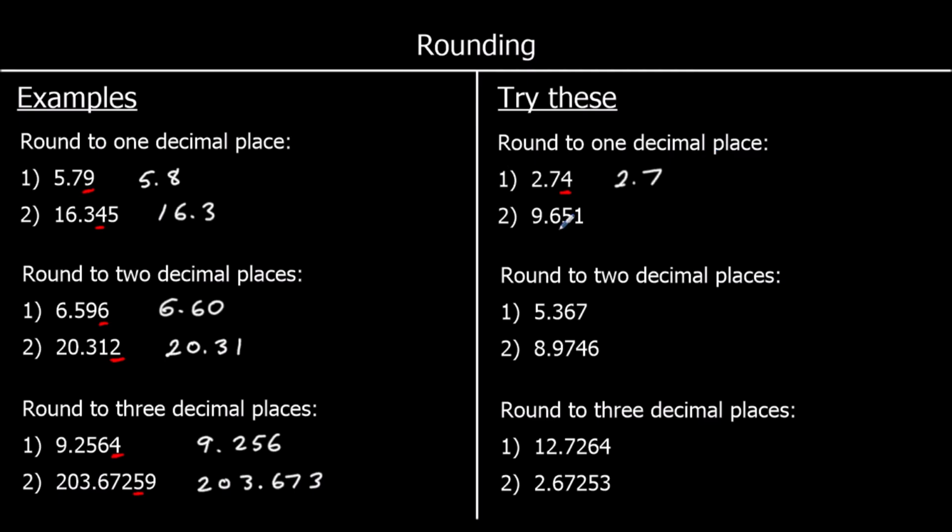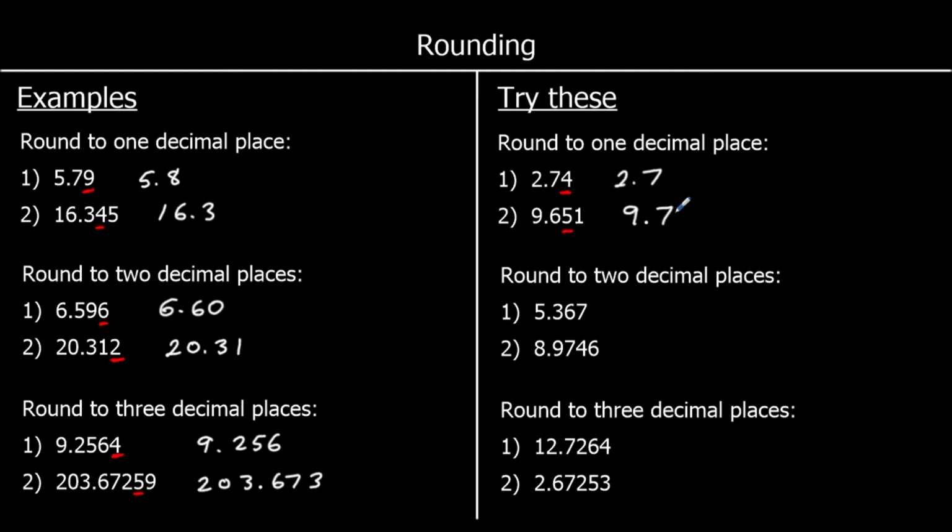Question 2. We want 1 number after the decimal point. So we look at the one after it and say, is it 5 or above? It is, so it rounds up. So that will be 9.7. It's closer to 9.7 than it is to 9.6.